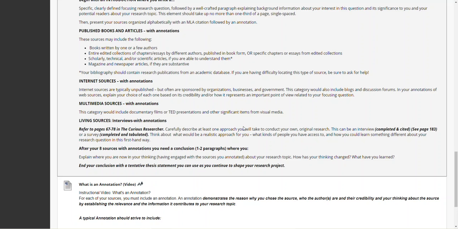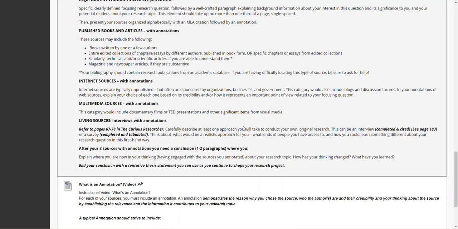Also, the last category here is living sources. Refer to pages 67 to 78 in the Curious Researcher. It talks about interviews. This is the section that actually talks about field work. We're not going to be doing any field work this semester due to the pandemic, but we're going to talk about interviews. Okay, you can use a personal interview. It must be completed and cited, right? See page 183 in the textbook. Appendix A is a great resource for how to cite a personal interview.